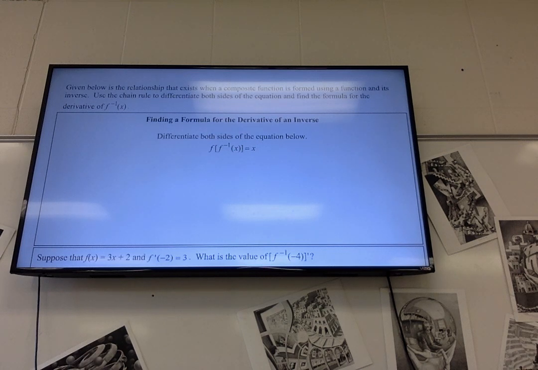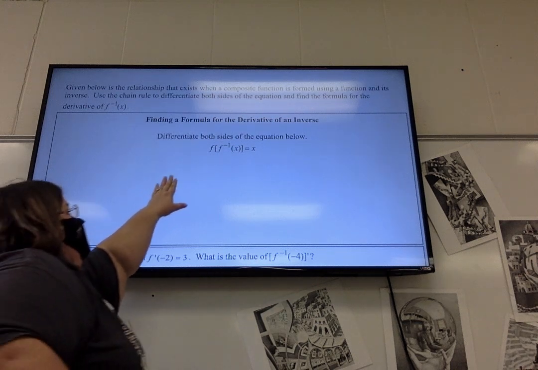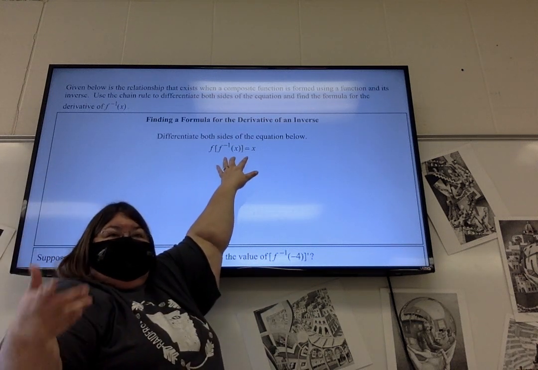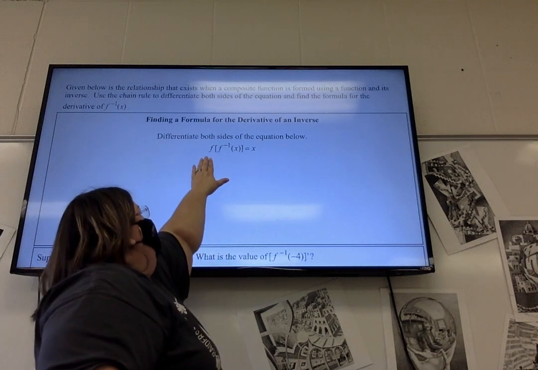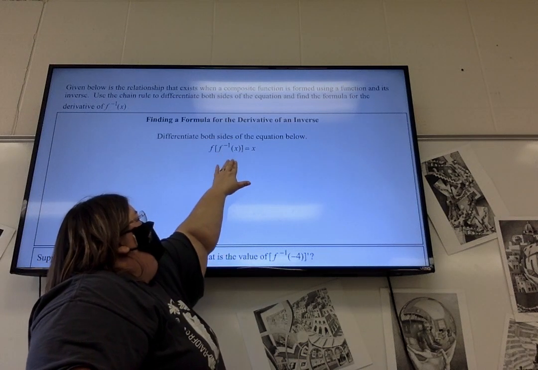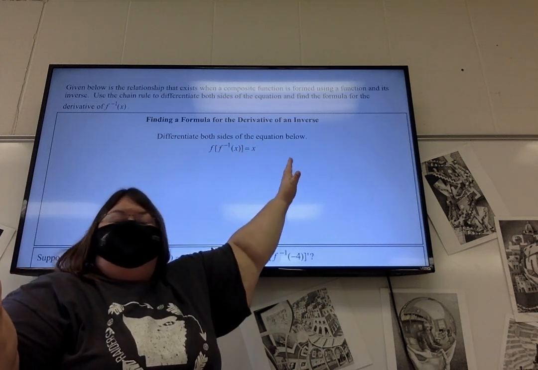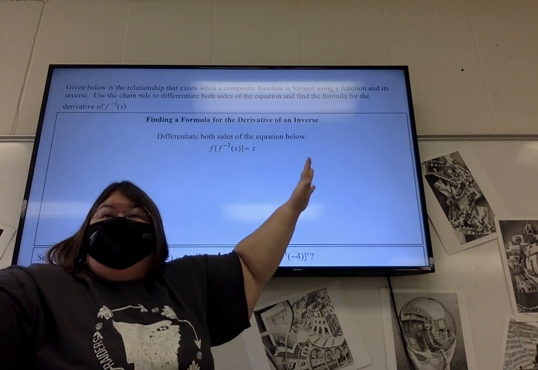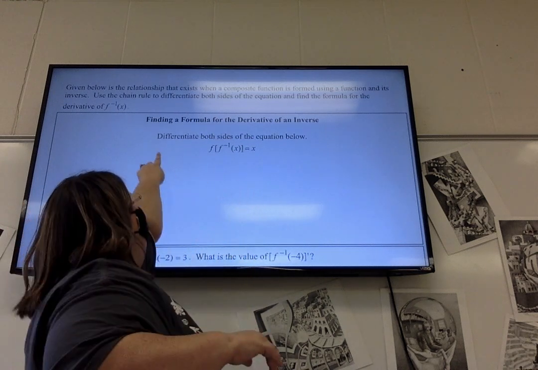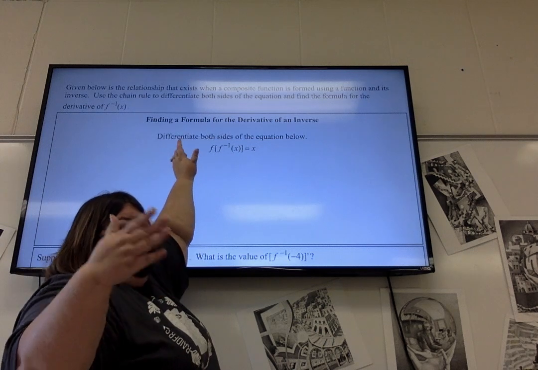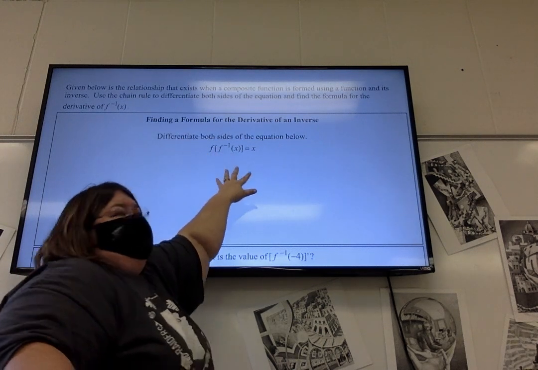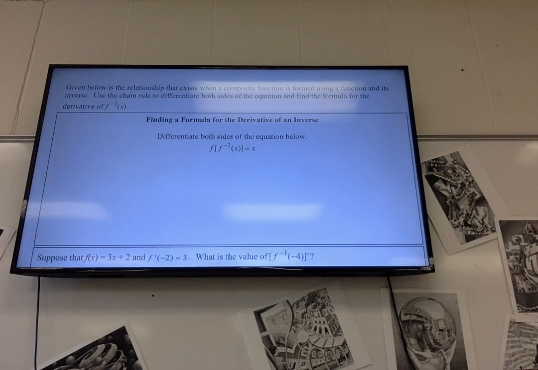So now we're going to find the derivative of an inverse. It's the same thing. You just find the inverse. Here we have that rule that we just discovered: F of F inverse of X is X. So the derivative is 1. Now we're going to differentiate, which just means take the derivative of both sides. Then we're going to do that chain rule.